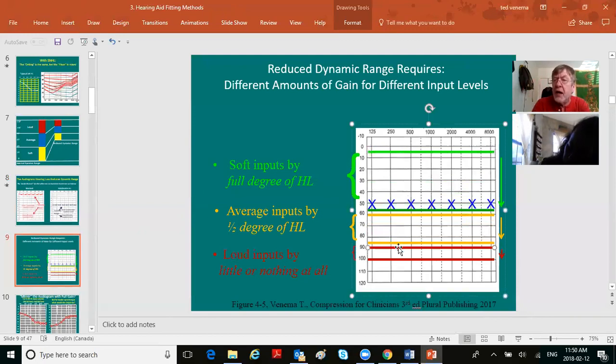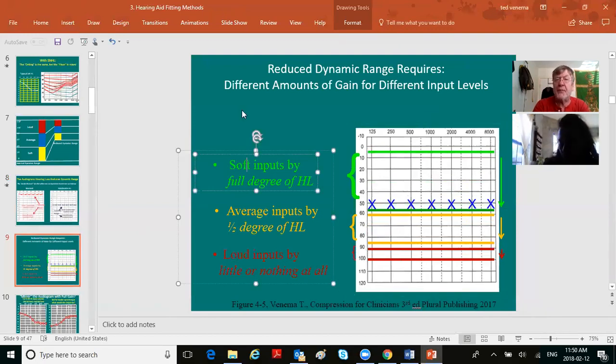Here's the red line. How much am I going to want to lift the red line? Not by much at all. Look at this. Barely at all. I barely want to touch it. You see? So look what it says here in typed writing.